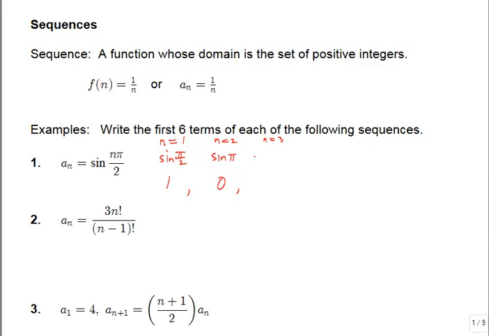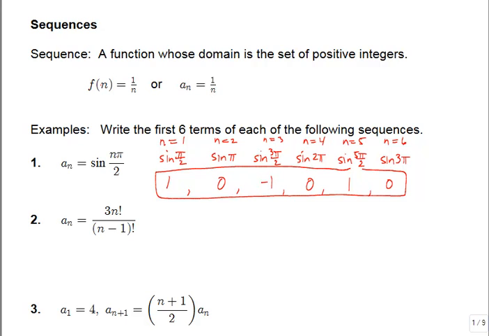If n is 3, then we're going to get sine of 3 pi over 2, which is negative 1. If n is 4, we're going to get sine of 4 pi over 2, which reduces to 2 pi, and that's back to 0 again. If n is 5, we're going to get sine of 5 pi over 2, which is the same as pi over 2, so that's 1. And if n is 6, we're going to get sine of 6 pi over 2, which reduces to 3 pi. That's the same as pi, and sine of pi is 0. So these are my 6 terms down here.